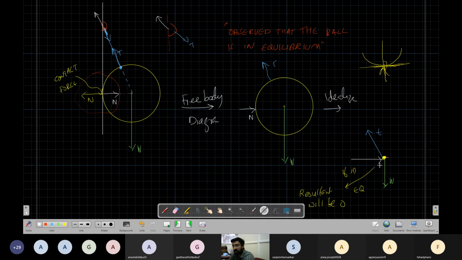If I draw like this, then it's also correct. This is what is known as transmissibility. The line of action I can put anywhere. If this normal force I put it here, that is also correct. But then it doesn't make sense with this diagram. But I can do that, transmissibility.